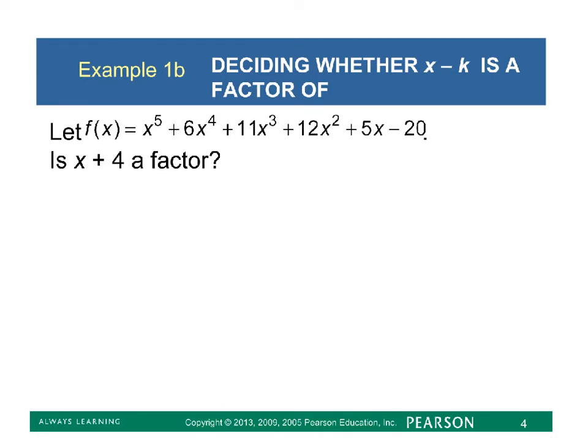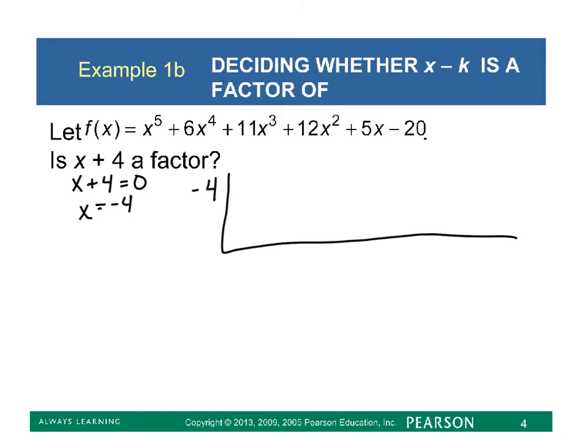Now, let's do this again. It's asking, is x plus 4 a factor? So again, let's do this process. So again, we're going to test for this as a potential 0. And then if it is a 0, then x plus 4 is a factor. Alright, now all of my coefficients are 1, 6, 11, 12, 5, and negative 20. Alright, now synthetic division process.